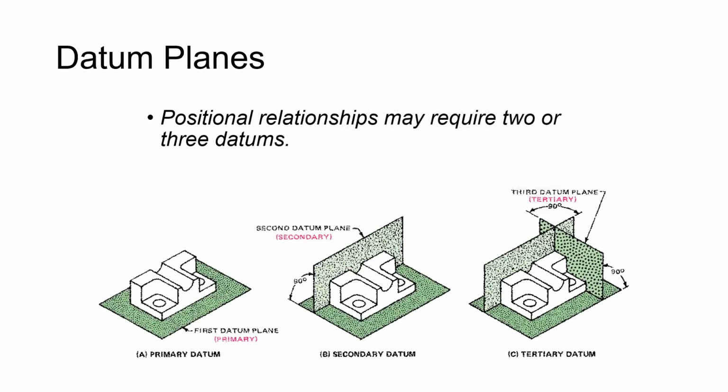So we've got that primary datum, in this case, along the bottom surface. Secondary datum, datum B, is on the back face. And then we've got datum C on the side. They don't always have to be top, back, side like that. This is just an example. If you have another datum, it would be datum D, E, F, and so on and so forth.